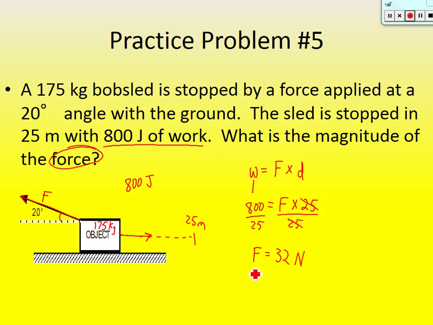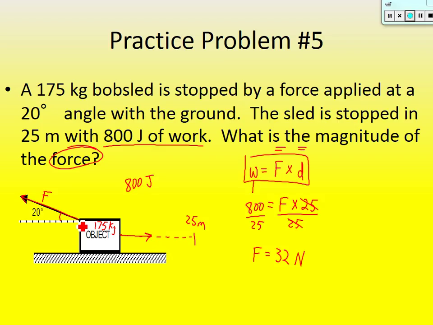Okay, now you might have been tempted and you might have just circled this as your answer. Okay? But I want to pause for a second and let's talk about that. When you do this equation right here, this force is parallel to the direction that the object is moving. So this force that we just solved for has to be parallel to the direction of movement of this bobsled.